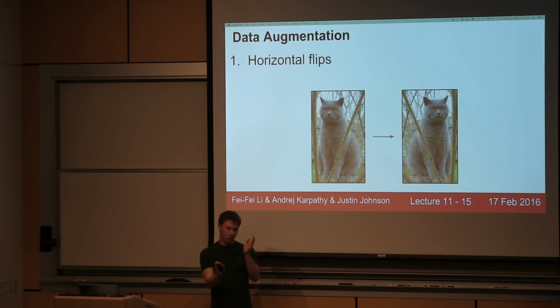The easiest form of data augmentation is horizontal flipping. If we take this cat and look at the mirror image, it should still be a cat. And this is really, really easy to implement. In NumPy, you can do it with a single line of code. Similarly easy in Torch and other frameworks. This is really easy and very widely used.